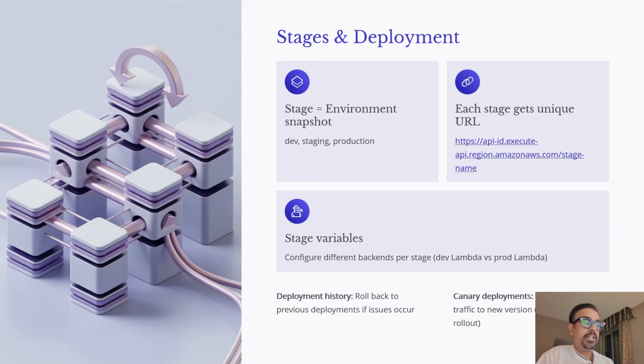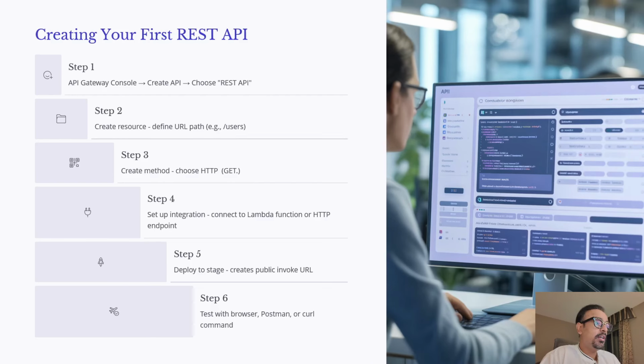API Gateway also maintains deployment history. So if a new deployment causes any issue, you can roll back to your previous stable version easily. And finally, canary deployments allow you to gradually shift traffic to new API versions, though that is the advanced part, so I won't speak much on it. Later on, you'll understand. So now let's go ahead and create our API, in which we are going to create a REST API.